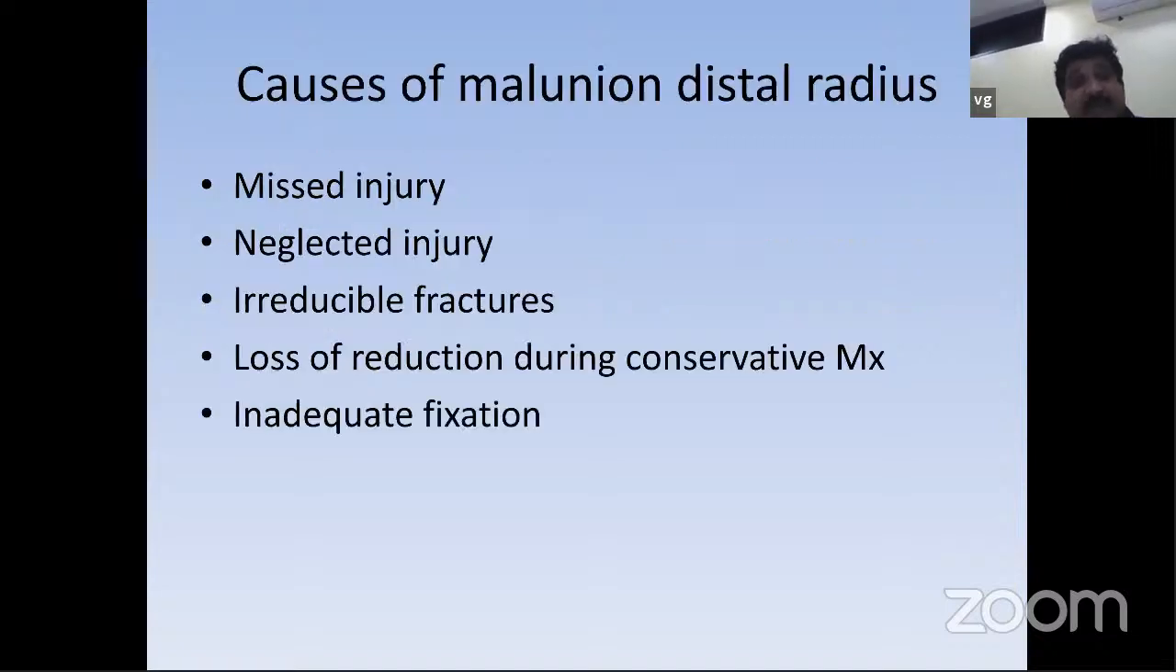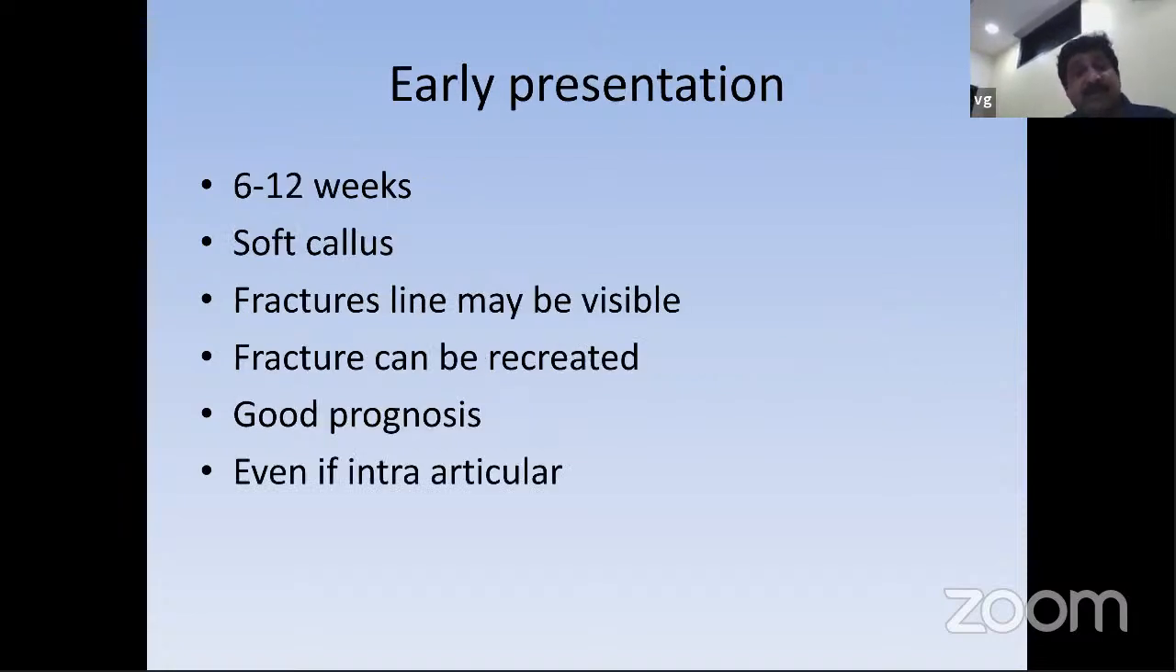So we'll see a few examples. But before that, we'll look at what are the causes of malunion in the distal radius. Many times it's a missed or neglected injury, or fractures which are not reduced properly by closed manipulation, or during conservative management there's a loss of reduction, or fixation was inadequate, as Dr. Ajeet was talking about, with the volar fragment slipping under the plate. So that is a cause of malunion.